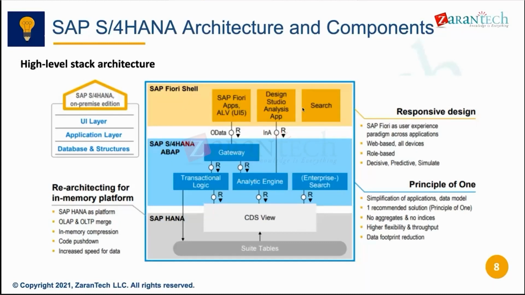Hope you understood. Now, the most important thing: the application layer. On the left side, I'm talking about this application layer, the middle blue color, SAP S/4HANA ABAP. So how is it different from your SAP Business Suite or the earlier ERP? What they have done here is the principle of one. What does the principle of one mean? Why did they have to come up with this concept?